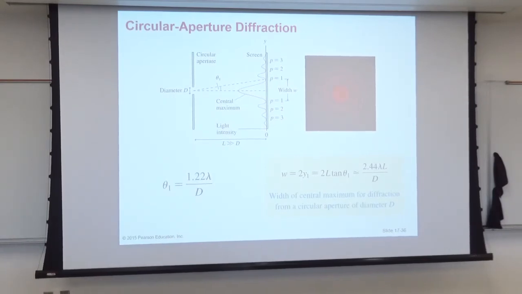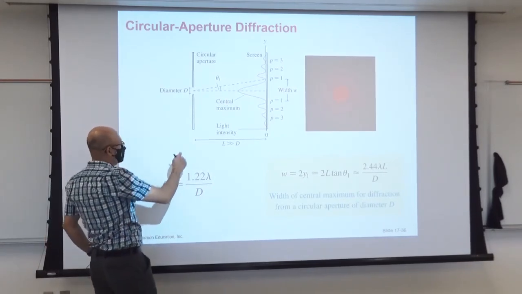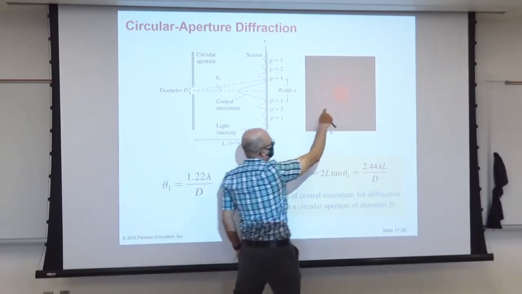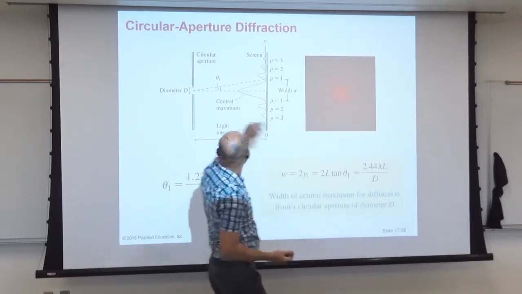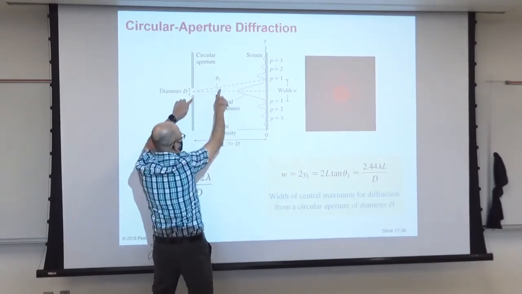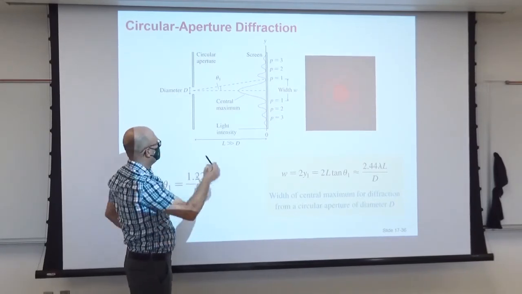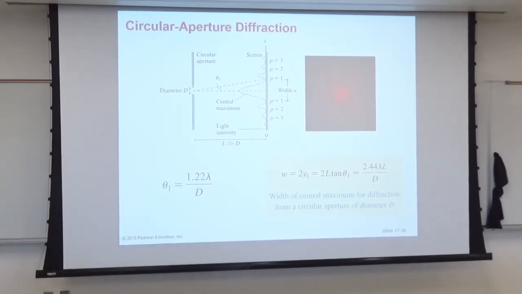I will not show how we get this one, but we can find the angle of the first dark one. This is the first dark one, so that means the angle formed by this first dark one with the central line. That angle is given by that formula. So that's 1.22 times lambda over d. D is the diameter of that tiny hole. And then, knowing that, we can also find the y.